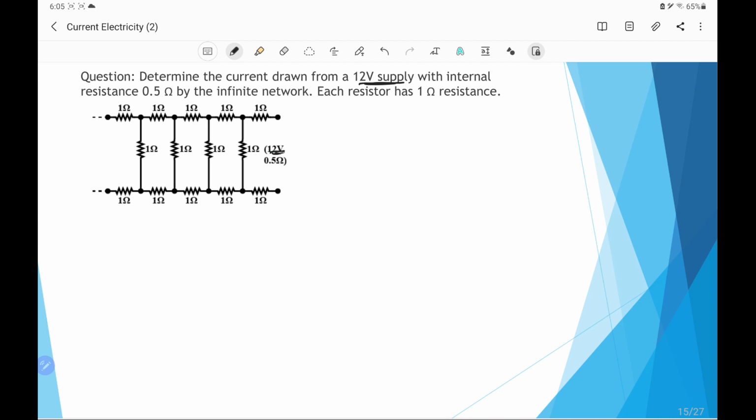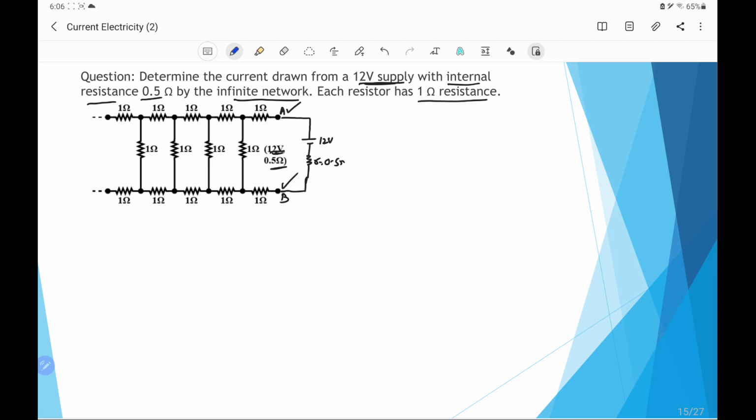This is the 12 volt supply, and the internal resistance is 0.5 ohm. By the infinite network, each resistor is of 1 ohm resistance. This is the terminal A and B, and between terminals A and B, a cell or battery is connected, which has 12 volt, and internal resistance r equal to 0.5 ohm. Therefore, we first have to evaluate the equivalent resistance between these terminals A and B.